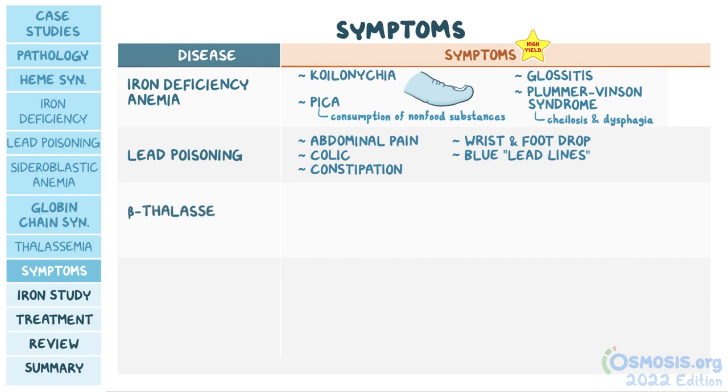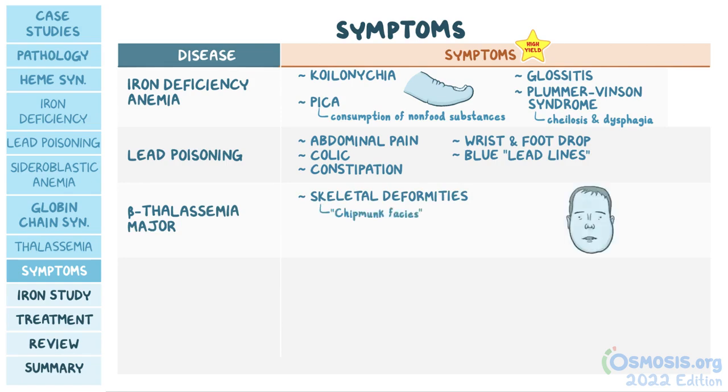Now, in beta thalassemia major, patients can have skeletal deformities caused by bone marrow expansion. This leads to chipmunk facies, meaning enlarged forehead and cheeks. Now, the body will also undergo extramedullary hematopoiesis, where the liver and spleen will try to produce extra red blood cells, and this can cause hepatosplenomegaly.